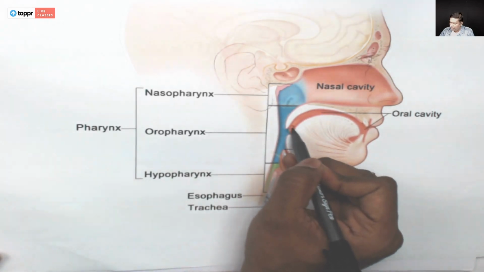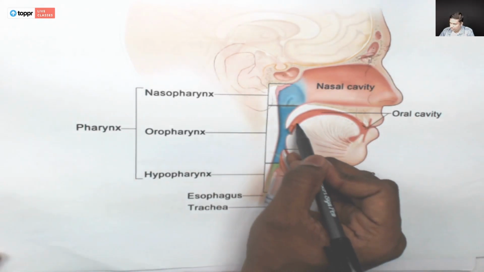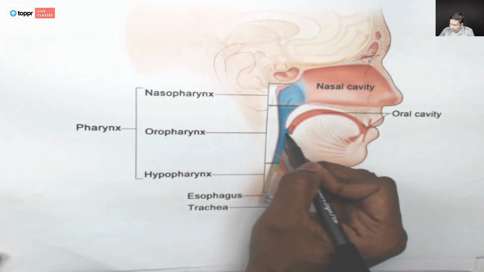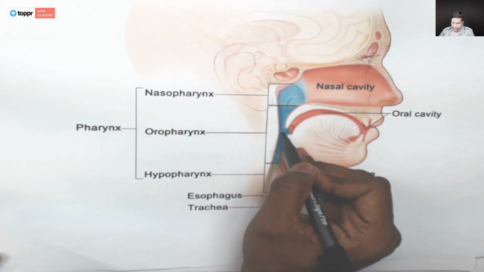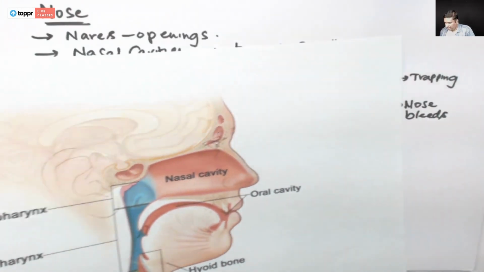So this is your mouth, this is the opening of your mouth. The region where the mouth opens is your oropharynx. So we'll look at the pharynx details now.